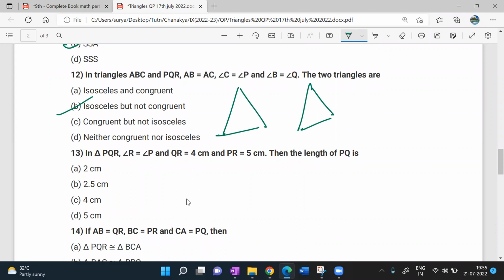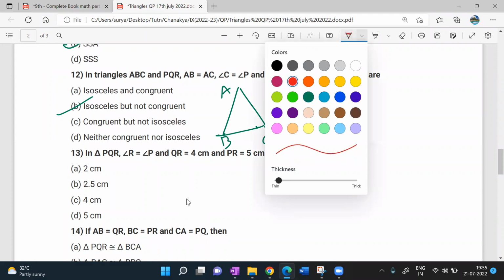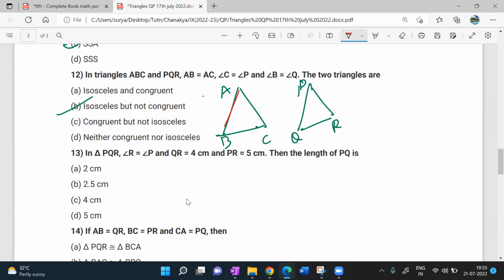In this, I had gotten confused between A and B. PQR, sir, it's not corresponding. They are equal, but they're not corresponding. Here AB is equal to AC, and angle C is equal to angle P. It should be equal to angle Q if they are congruent.